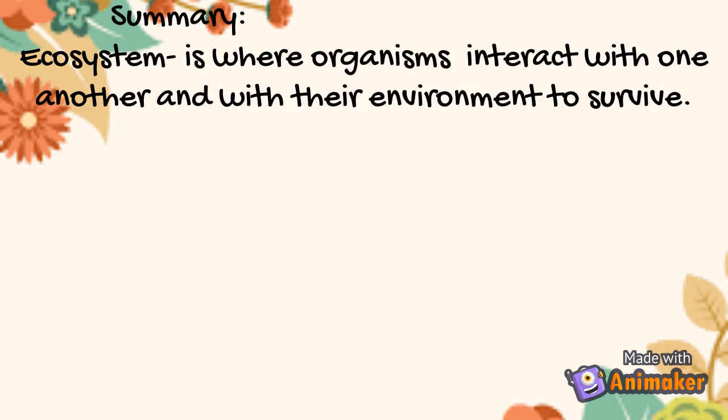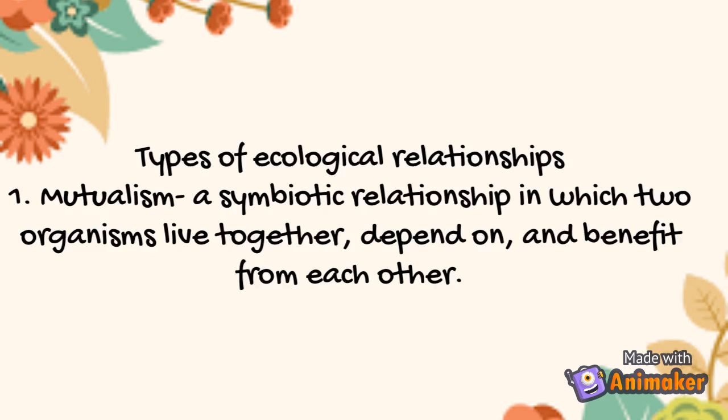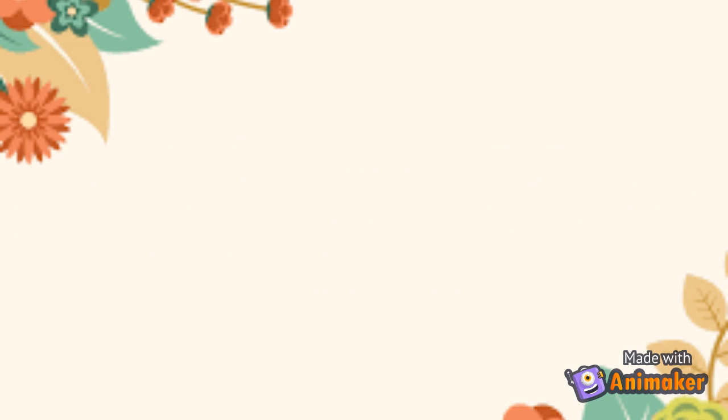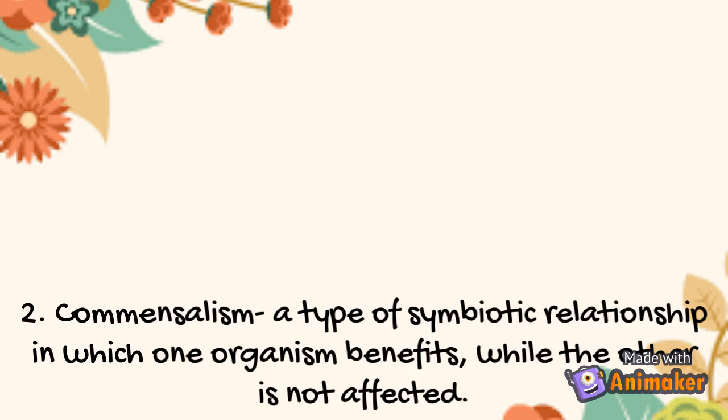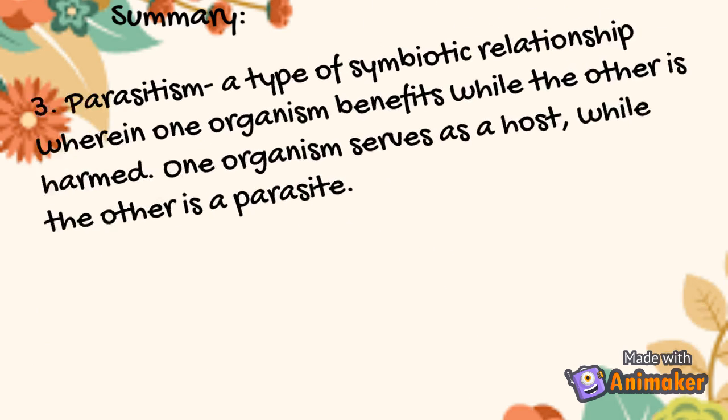Now, let us summarize what we have learned for today. Ecosystem is where organisms interact with one another and with their environment to survive. Types of ecological relationships. 1. Mutualism, a symbiotic relationship in which two organisms live together, depend on, and benefit from each other. 2. Commensalism, a type of symbiotic relationship in which one organism benefits, while the other is not affected.